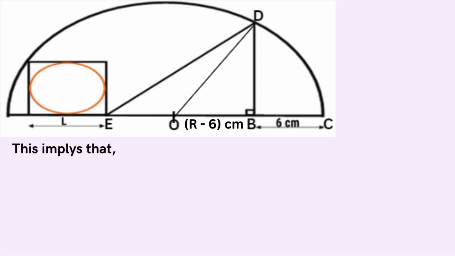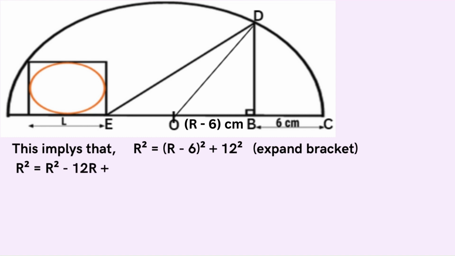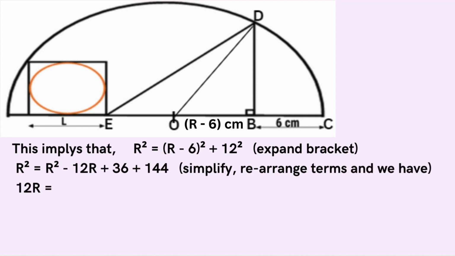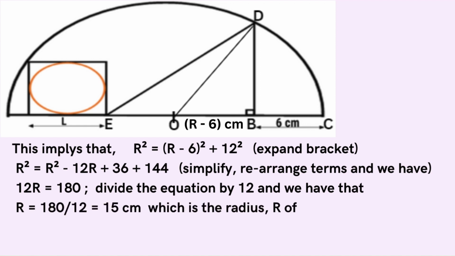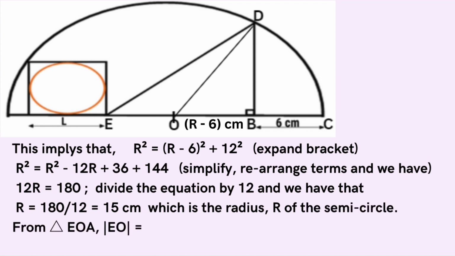This implies that the square of R equals the sum of the square of the difference between R and 6 and the square of 12. Expand the bracket, simplify, rearrange terms, and we have the product of 12 and R equals 180. Divide the equation by 12 and we have that R equals 15 centimeter, which is the radius R of the semicircle. From triangle EOA, EO equals the difference between EB and BO, which equals 3 centimeter. Simplify and hence EO equals 3 centimeters.